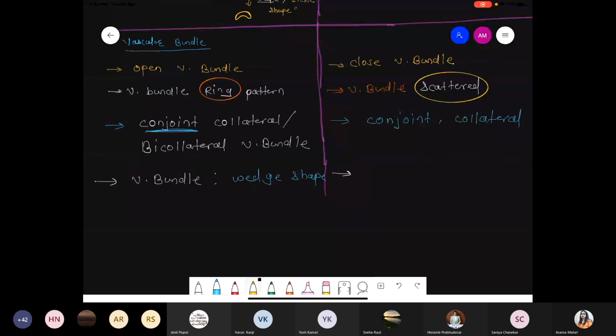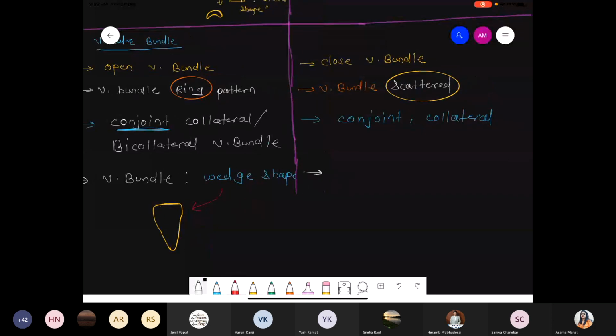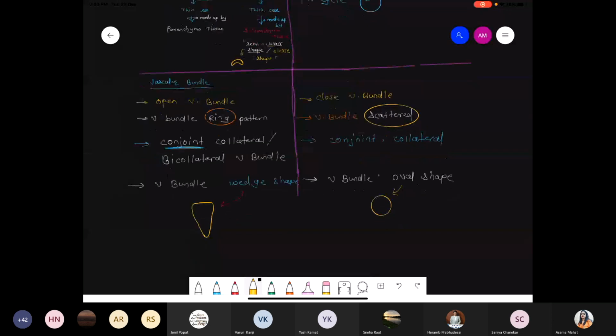Wedge shape, nothing but we are talking about like this, like a tooth. So such a kind of shape is present in case of the dicot. And when you compare this point with monocot, simply, it is having the oval shape. So vascular bundles, basically they are oval shaped. And we draw small size, large size, both structures like this. Simply we are talking about these are the oval shape. That's it.